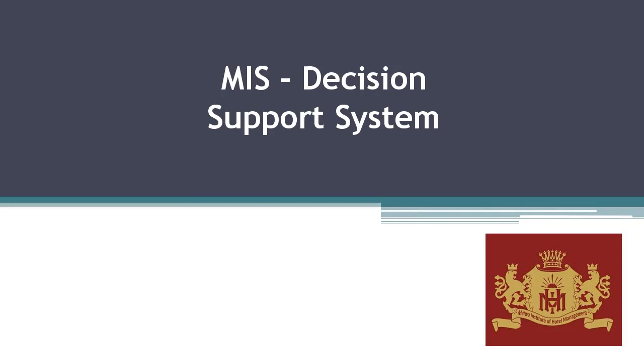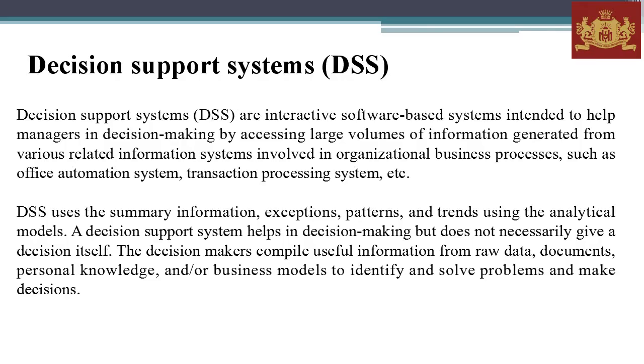Today we will discuss MIS, Decision Support System. Decision support systems are interactive software-based systems intended to help managers in decision-making by accessing large volumes of information generated from various related information systems involved in organizational business processes, such as office automation system, transaction processing system, etc. DSS uses the summary information, exceptions, patterns, and trends using the analytical models.